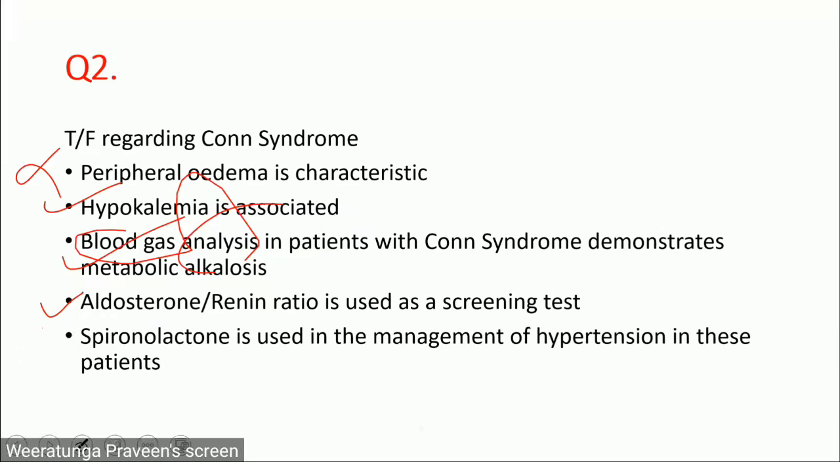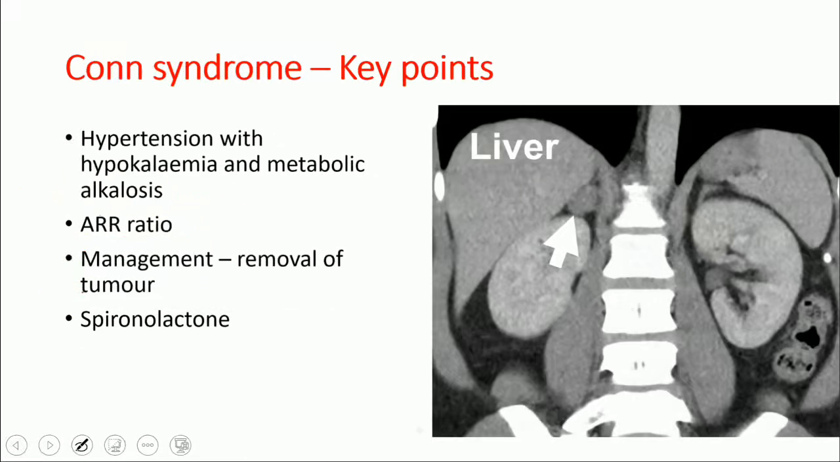And once you have established the excess of the hormone, then you would go and scan the patient. When you scan the patient, you would see a tumor. And the treatment mainly is again removal of this tumor. That is your main treatment option, to take the tumor out.